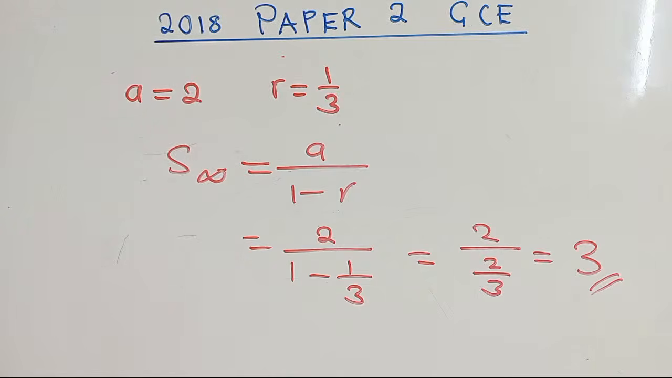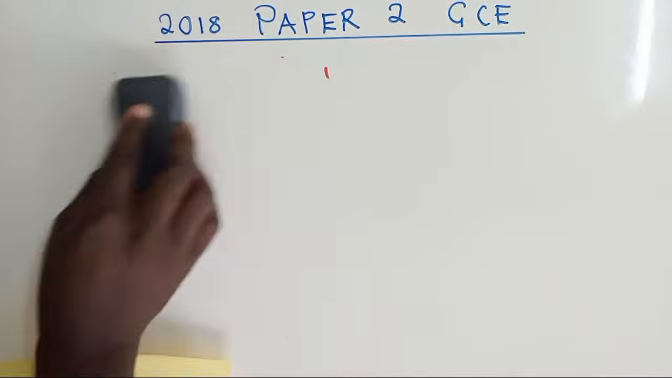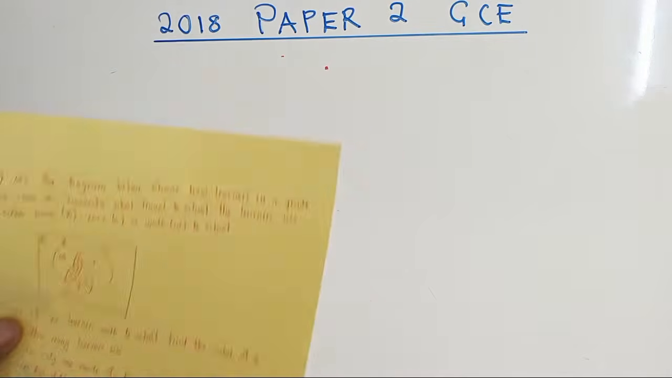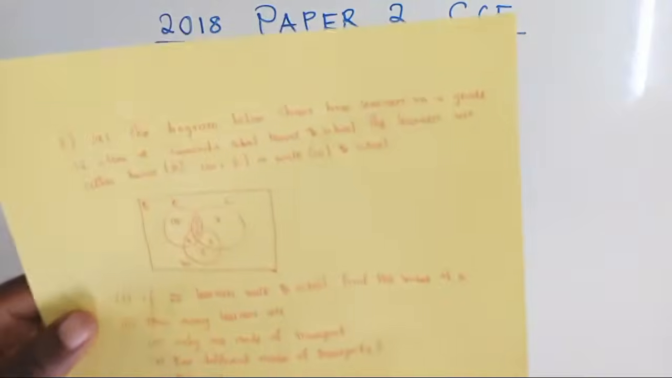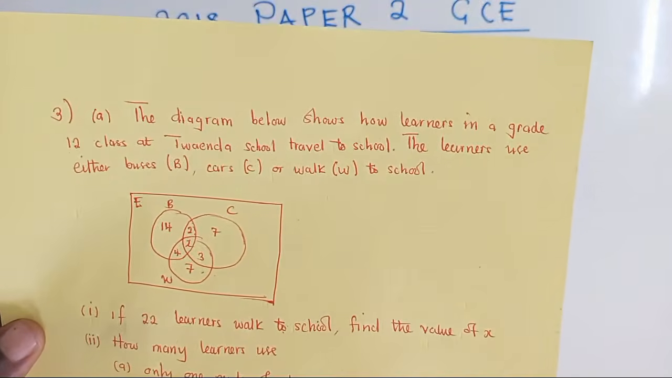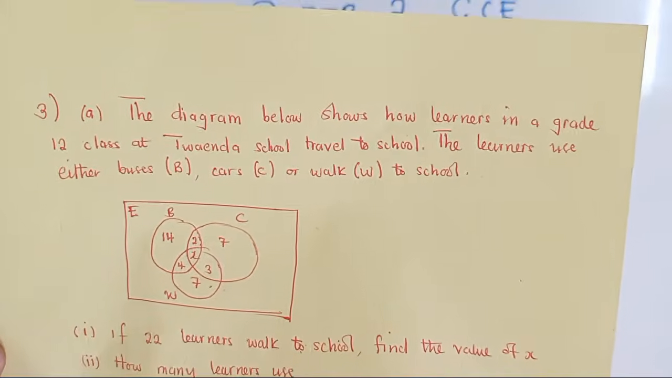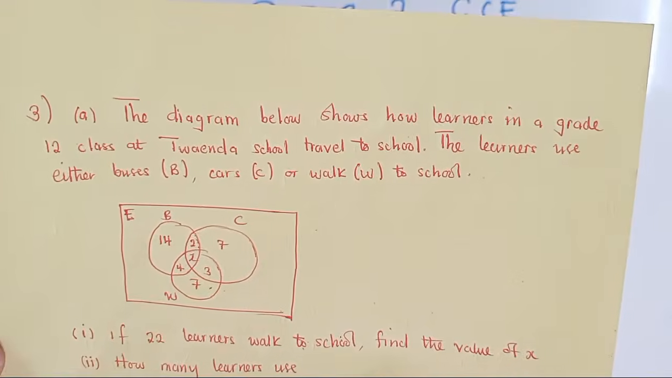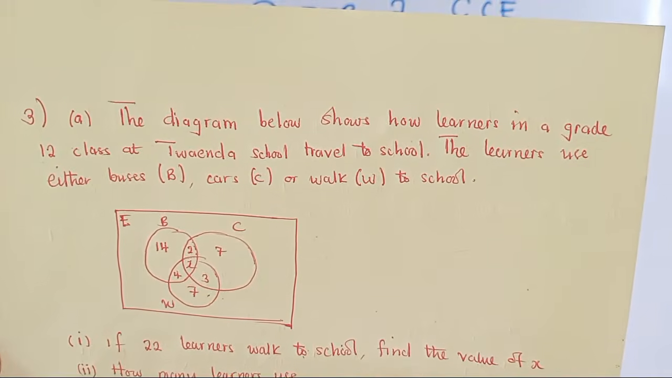We now go to question 3. Question 3 is on sets. So I'll read the question for you. Let me put it like this before I read it for you. I guess somebody will be able to see. Let me see if I can read it for you. I think it will be clear.